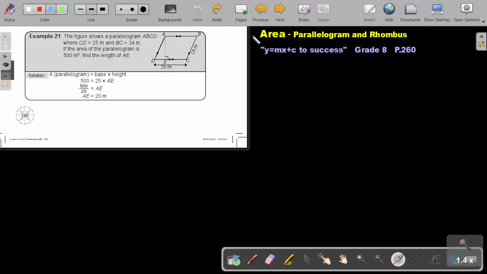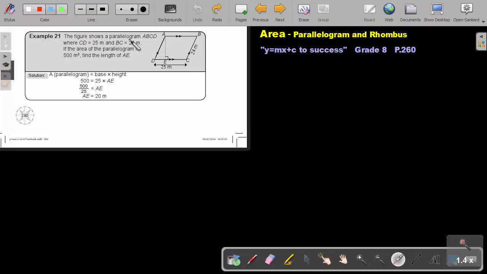Part 11. We are going to continue with the area of a parallelogram and a rhombus. You will find this on page 260 in the Namibian Mathematics Grade 8 textbook. Let's look at example 21.